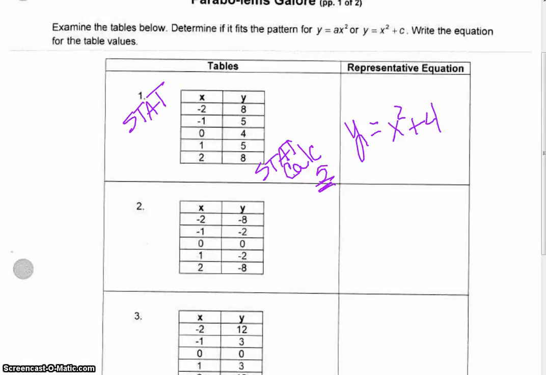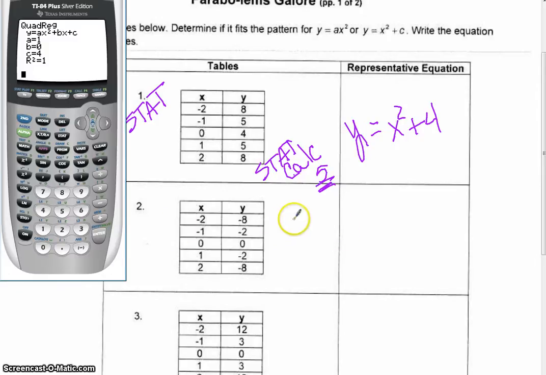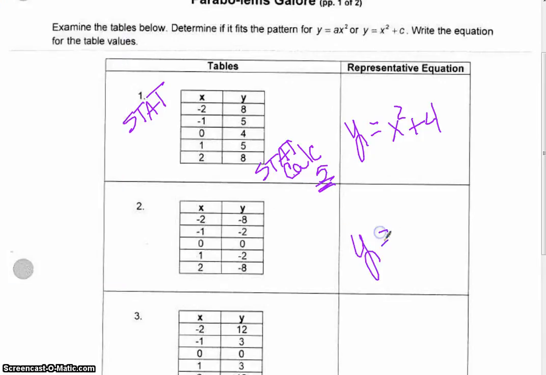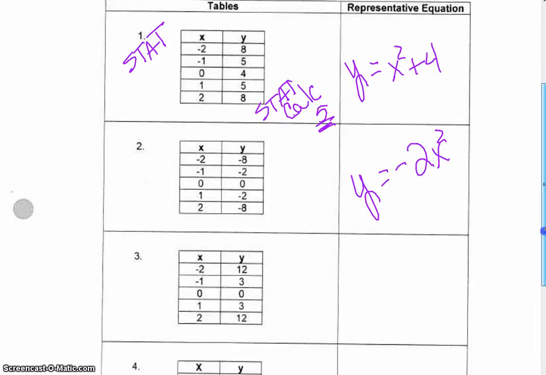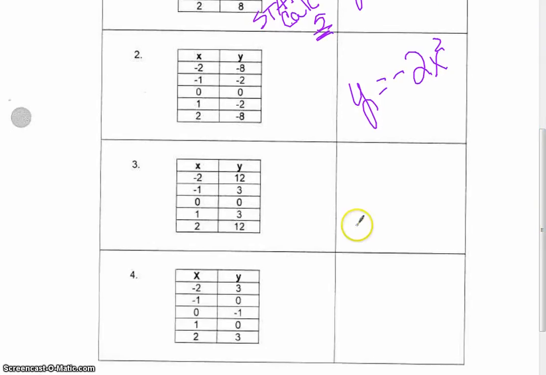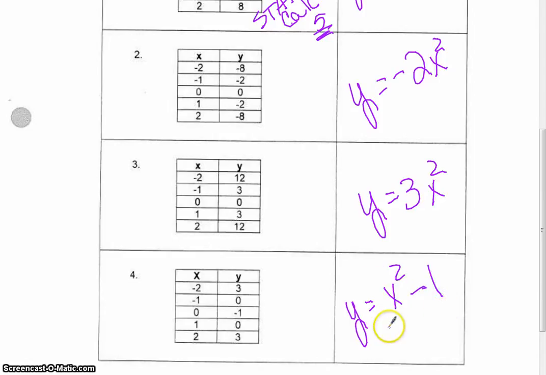So now go back to your calculator and do the next one. This one, the calculator should give you a of -2, b of 0, and c of 0. And so that is simply y is equal to -2x squared. So now pause it and take a minute and put the next one in. This one gives me an a of 3, a b of 0, a c of 0. So y is equal to 3x squared. Then for the last one, this one gives me a of 1, b of 0, and c of -1. So y is equal to 1x squared minus 1. If you put the 1 in front of the x squared, that's okay. It's not required.